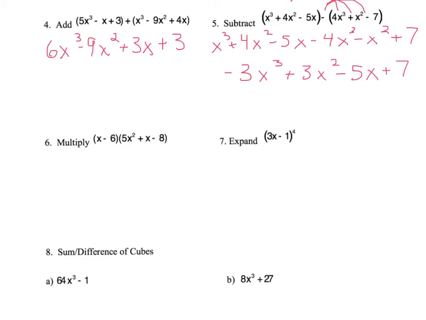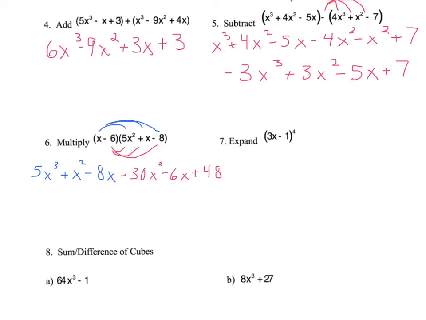For number 6, we're multiplying x minus 6 times 5x squared plus x minus 8. So for this one, we want to first distribute the x to everybody and then distribute the 6 to everybody. So if I distribute the x, that will give me 5x cubed plus x squared minus 8x. And then if I distribute the negative 6, I'll get negative 30x squared minus 6x plus 48.